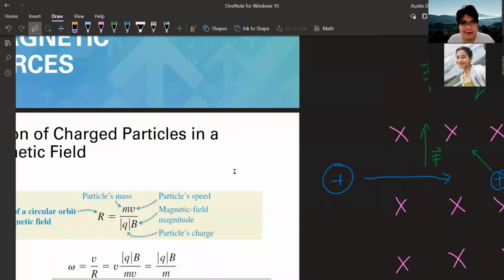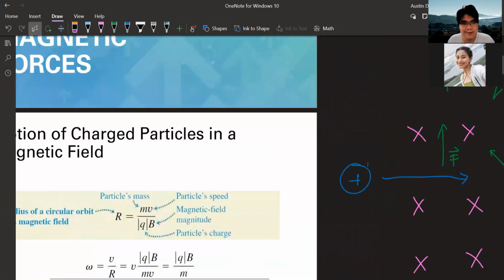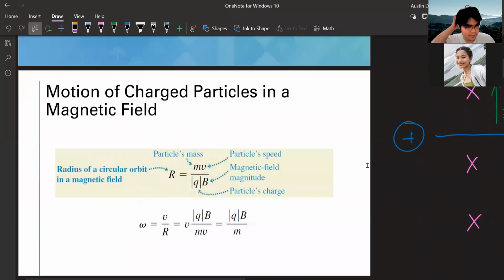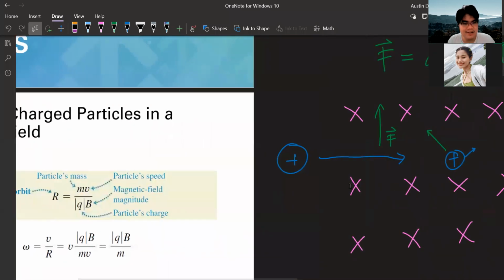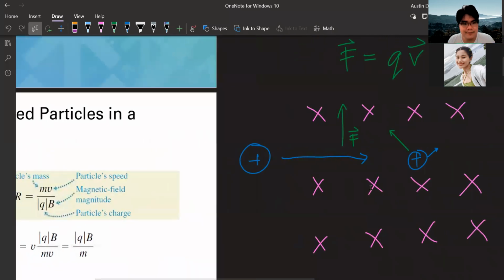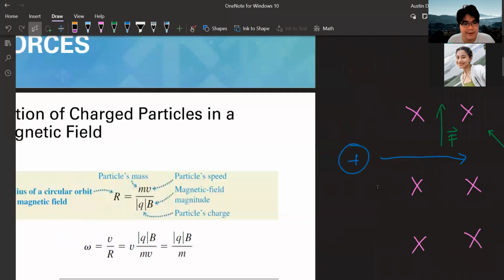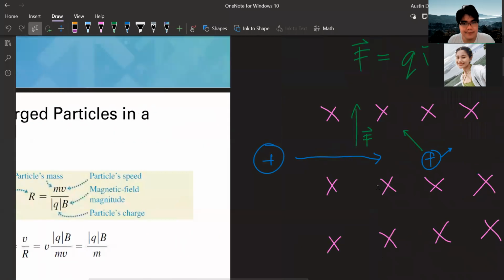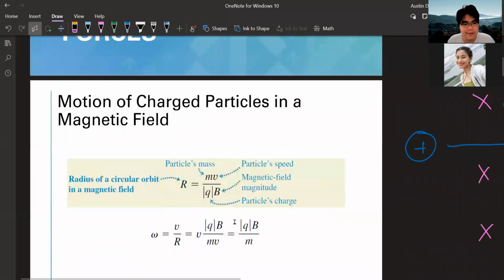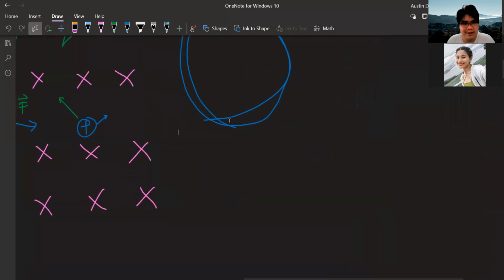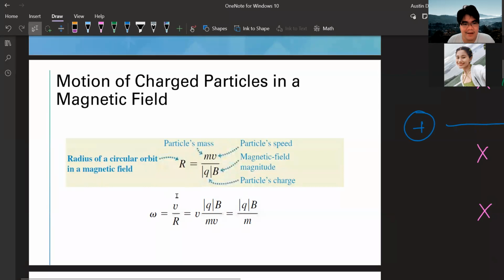So paano malalaman yung equations of motions here? Mapansin mo that for this example, makukuha mo that the radius of that orbit, di ba mag-orbit siya? Ang radius ng orbit na yun would be given by mv over qB. Okay?